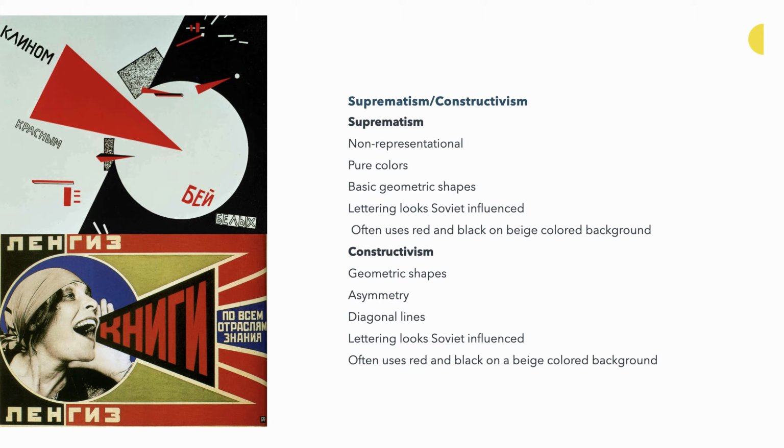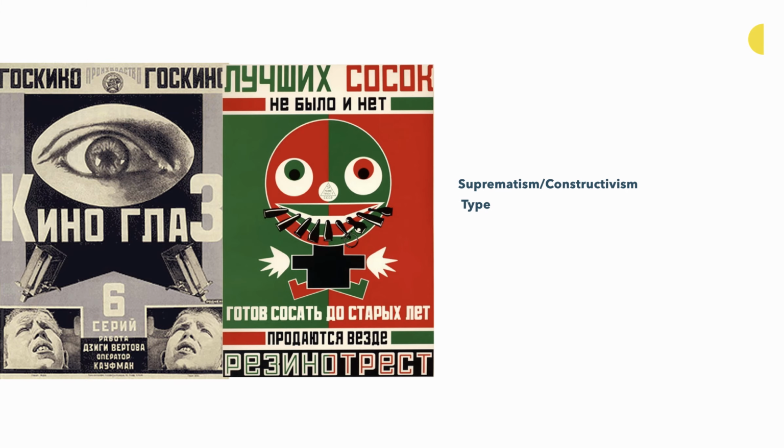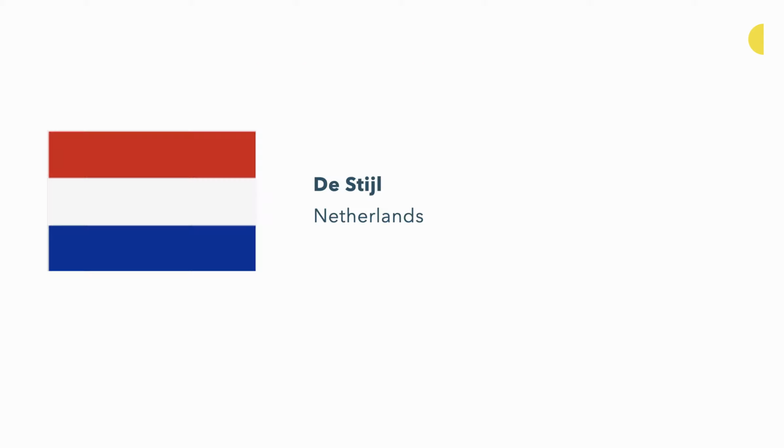Constructivism has geometric shapes, asymmetry, diagonal lines like you see in this shout in the Rodchenko piece below. And lettering looks Soviet influenced, often uses red and black on a beige colored background. So constructivism differs from suprematism because we'll see recognizable imagery in it.